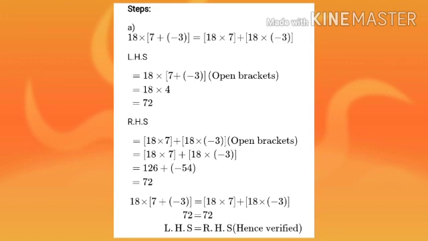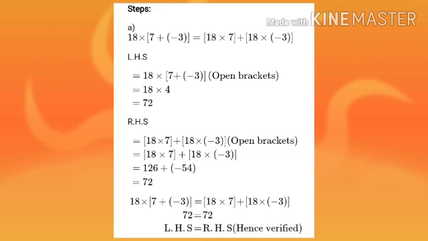Then, in case RHS, splitting of the numbers, which means 18 into 7 plus 18 into minus 3. Now we can open the brackets. Okay, so 18 into 7, what is 18 into 7? 126 plus of what? 18 into minus 3, minus 54. Clear, children? Normally one addition of a positive and a negative number is there. How can we perform the addition there? 126 plus of minus 54, which is equal to 72.